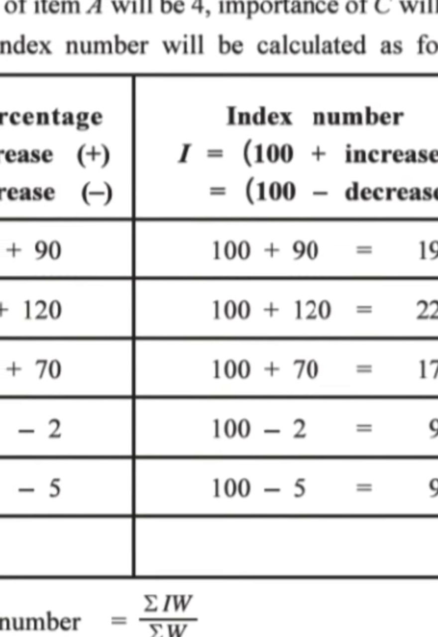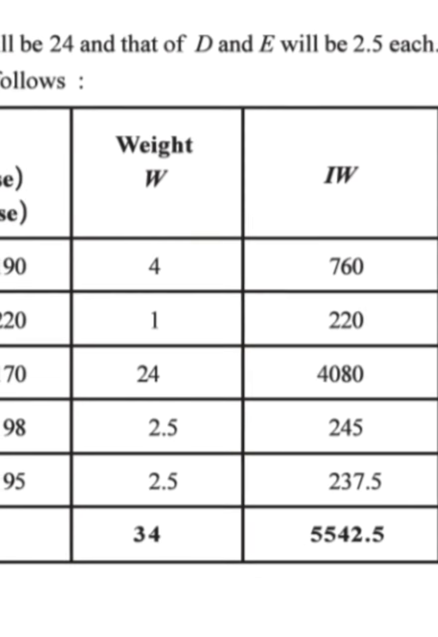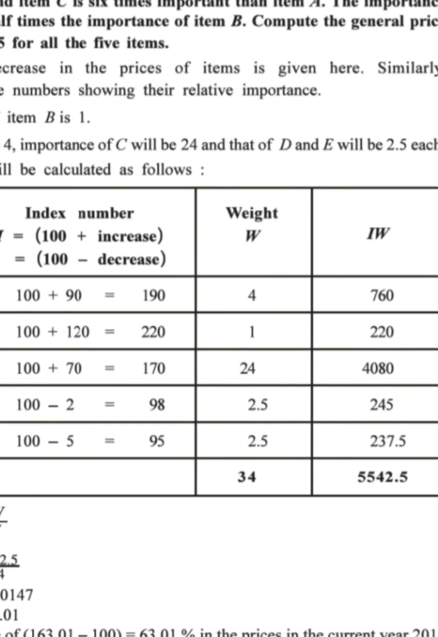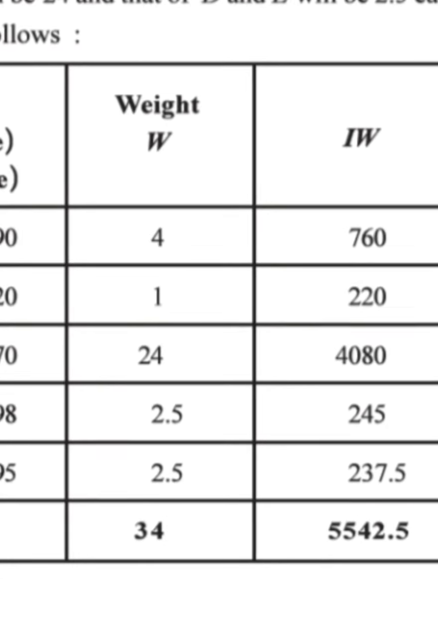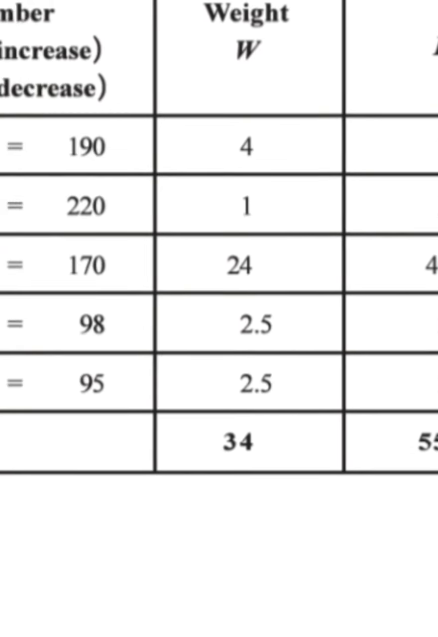Now for item A, you would find your I had come up to 190 multiplied by 4 will give you 760. Similarly for item B, you would find it was 220. 220 multiplied by 1 will give you again 220. Then for item C it is 170 multiplied by 24 will give you 4080. For item D it is 98 multiplied by 2.5 will give you 245, and for item E, that is the last item, 95 multiplied by 2.5 will give you 237.5. You will add all of them and you are going to get sigma IW. It is coming up to 5542.5, that is the sigma IW.